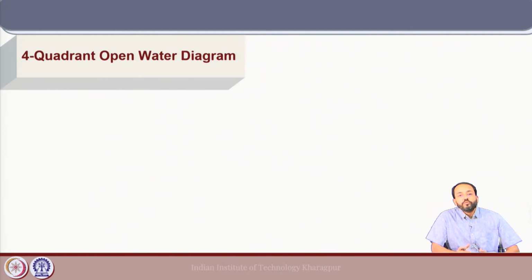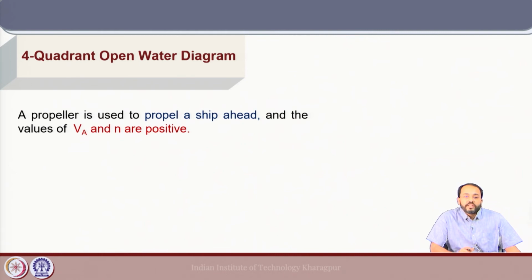Now, we will move on to the concept of the 4-quadrant open water diagram. Normally, when we plot an open water diagram, it is for the case where the ship is moving ahead with the propeller rotating in a direction in which it is producing forward thrust.